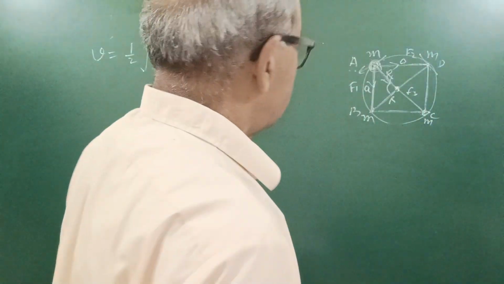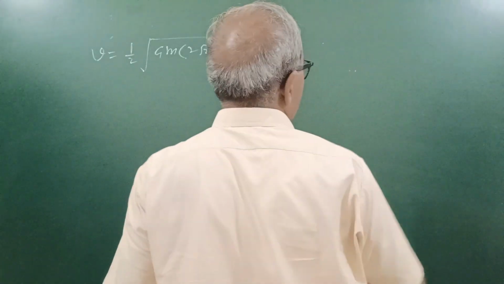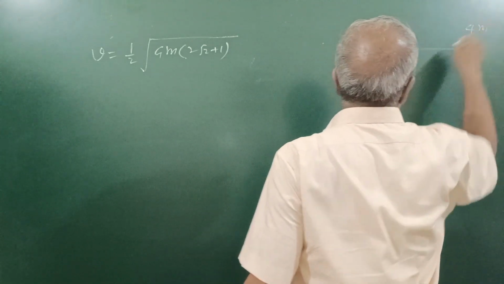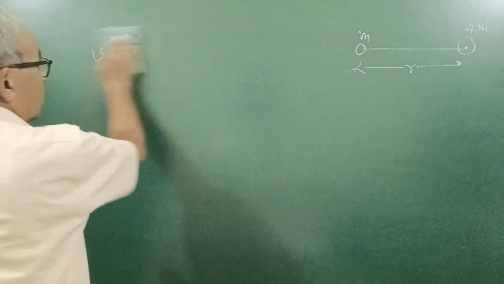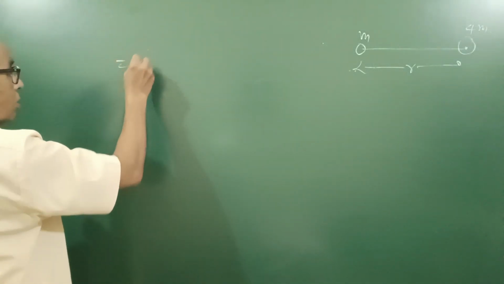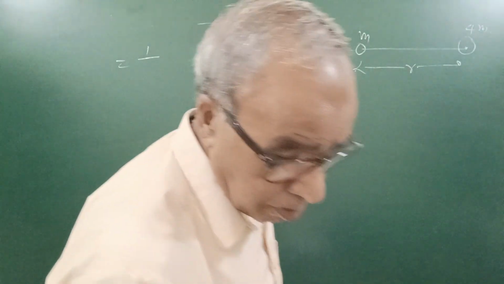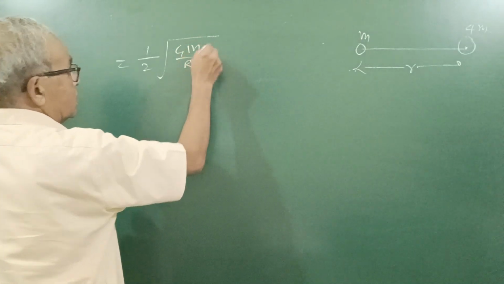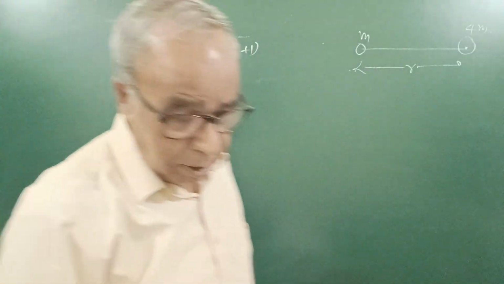Two particles of mass m and 4m are placed at distance r. Oh, sorry, I forgot, sorry. That was 1/2 under root. Achha, GM upon R. Okay, or 2√2 + 1. This is the right answer.